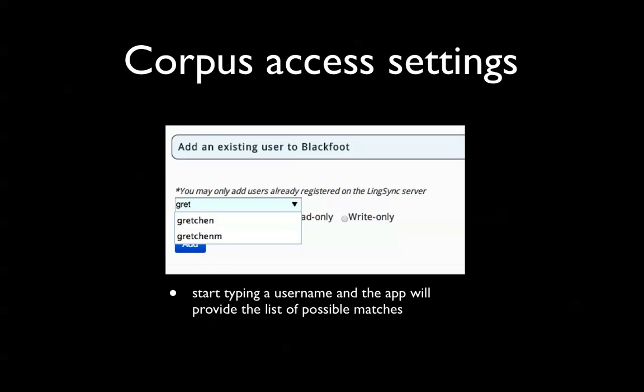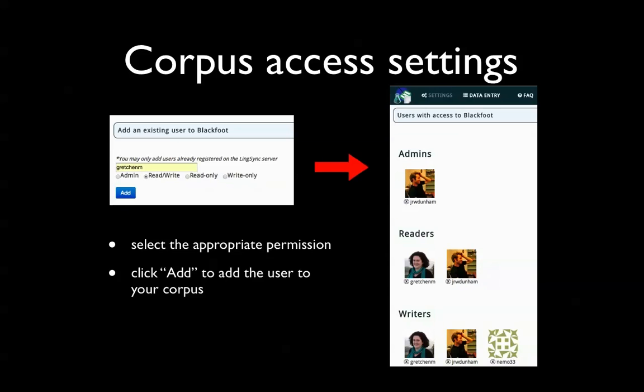Once you start typing a username in the Add User field, the app will auto-suggest matches from the list of existing usernames. Here I have granted the user Gretchen M read-write access to my Blackfoot corpus.